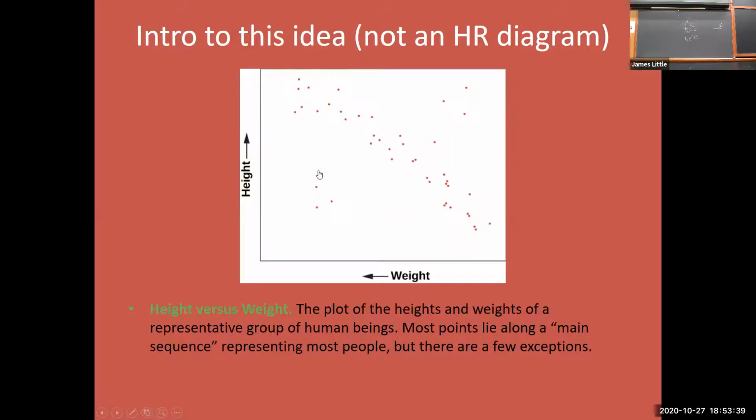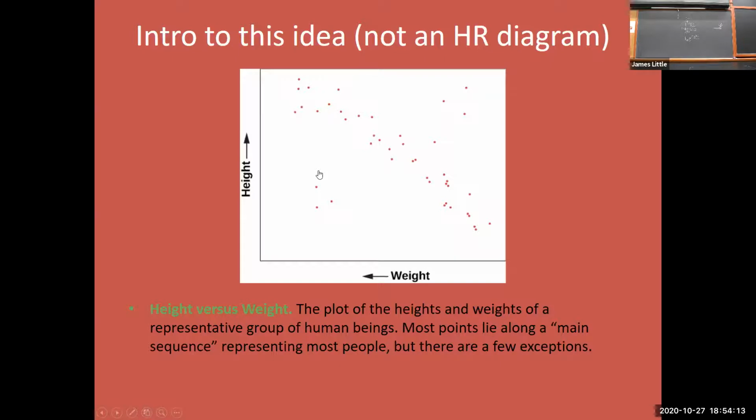This is not an HR diagram. This is an intro to the idea. So imagine you measure the heights and weights of a large group of human beings. Most of the points lie along a diagonal line. If you are taller, you probably weigh more. There are some anomalies. Occasionally you get people that are not very tall and who weigh a lot. And occasionally you get people who are very tall and are very skinny. But in general, the taller you are, the more you weigh.